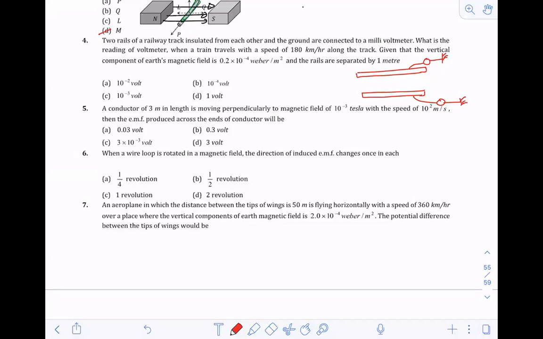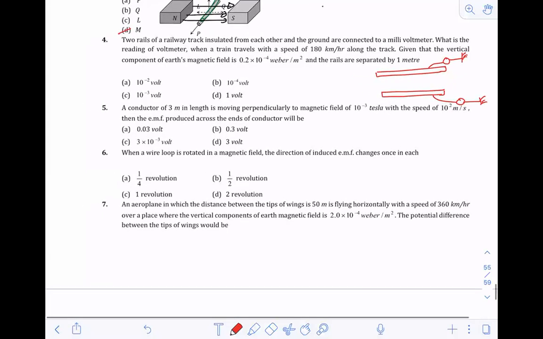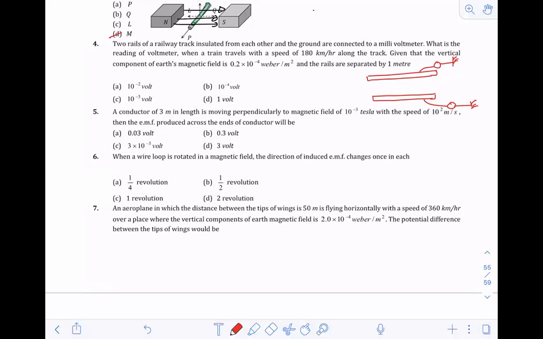So, okay, fine. Let me tell you, this voltmeter will show you the reading. And one more thing I should tell you, this voltmeter is connected to the ground such that it shows you the potential as well as potential difference.